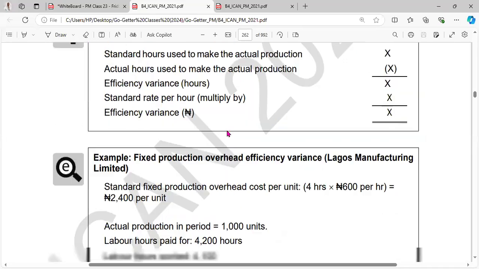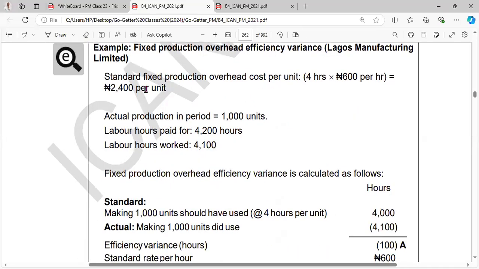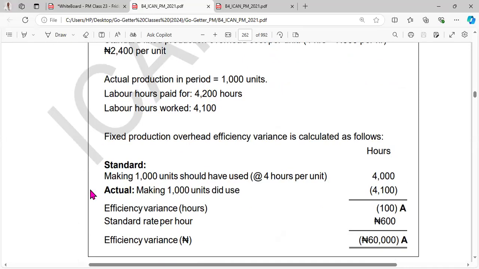Then looking at this example here, standard fixed overhead cost per unit, like we learned before, still this is the actual production in the period, labor hours paid for, labor hours worked. Now the fixed overhead efficiency variances are calculated this way. We use the 1,000 units that we are making.